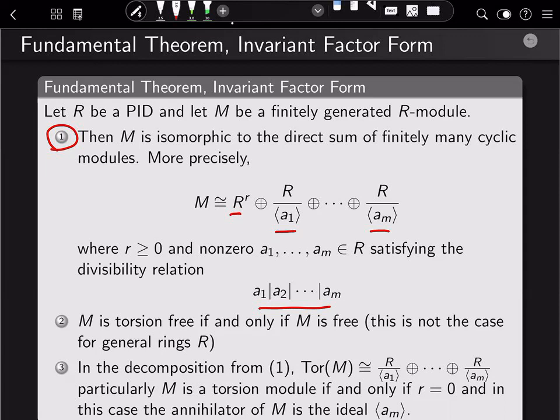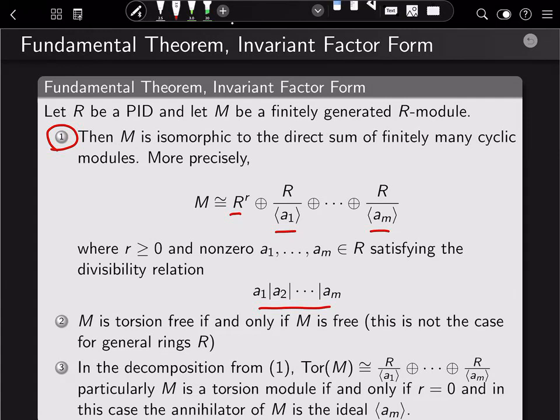And then the second two propositions that come out of this talk about the torsion of a finitely generated module and the freeness of a finitely generated module. So we have M is torsion free if and only if M is free. This isn't the case with general modules over general rings. You can have a torsion free module that isn't a free module. So this is an important result.